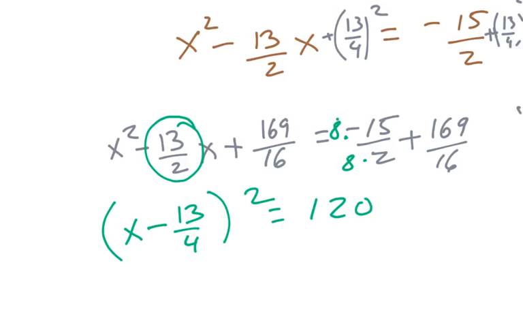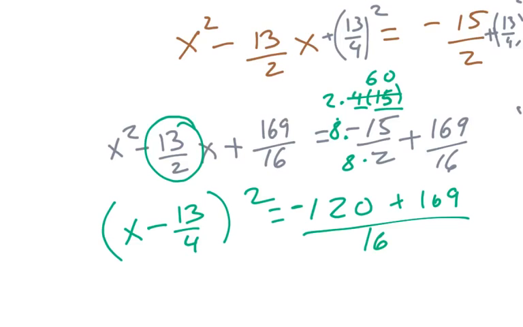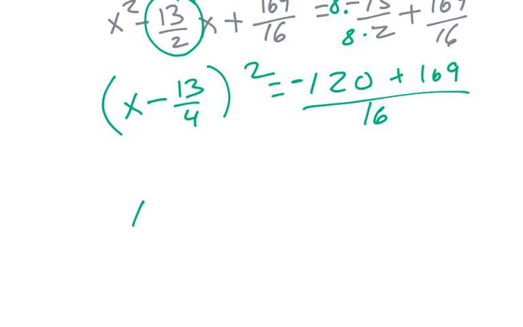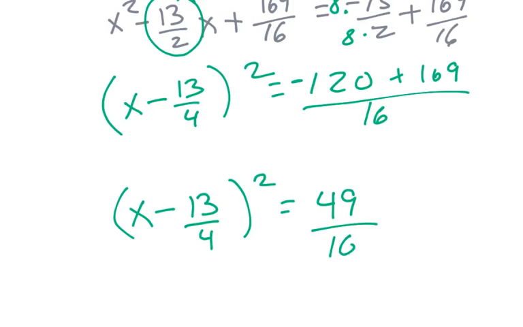So just to be clear here, I rewrote 8 as 2 times 4 times 15. You know, 4 times 15, think of a clock, that's 60. 60 times 2 is 120. So it's negative 120 plus 169 over 16. This breaks down to x minus 13 over 4 squared equals, I believe that's 49 over 16.